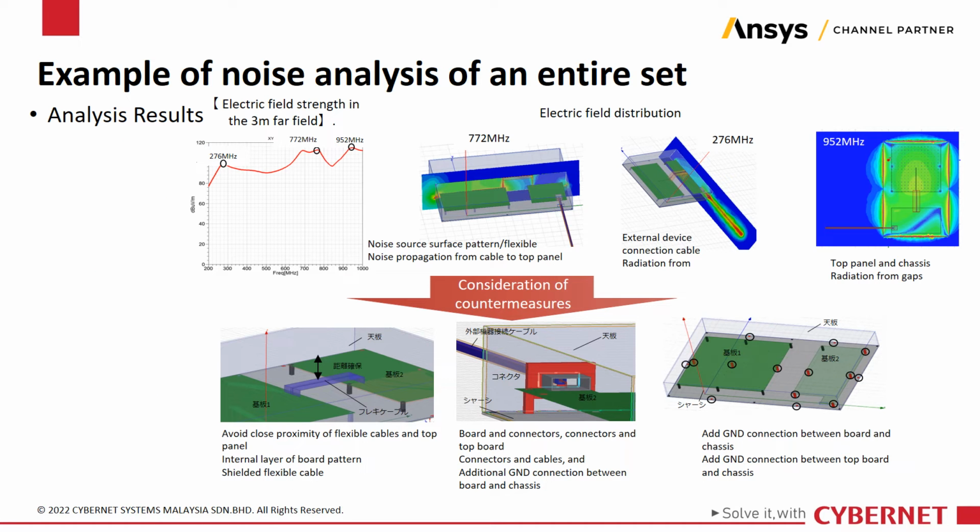Here are the results of the analysis. The upper left graph shows peaks at 276 MHz, 772 MHz, and 952 MHz. Looking at the results of the electromagnetic field analysis, it's possible to see where the factors contributing to the respective peak frequencies are located. As countermeasures to reduce these noise peaks, we have changed the position of the flexible cable, added shielding, and added screws around the connector and on the board ground.